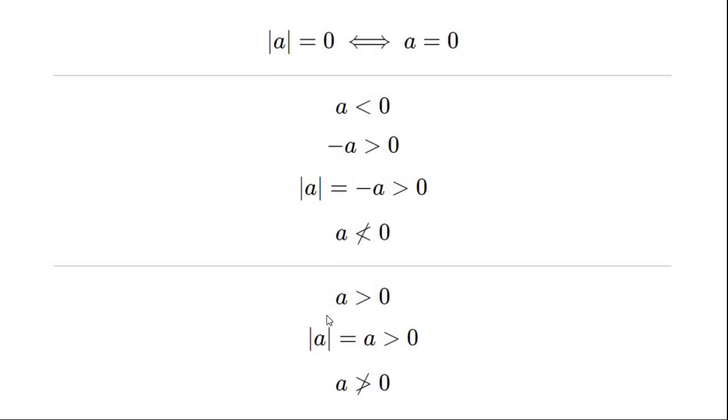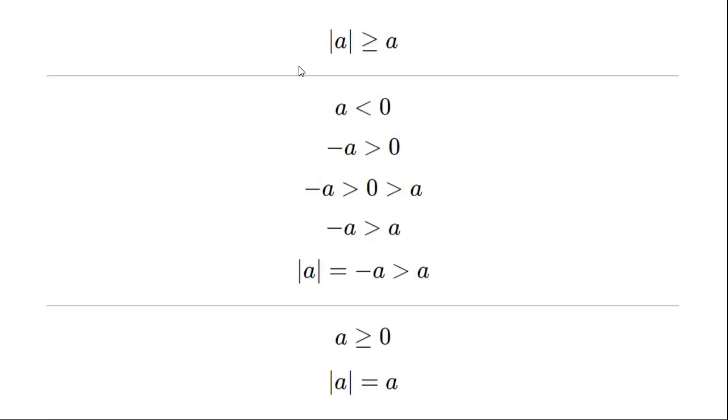And testing the next case, a is greater than 0. That means the absolute value of a is equal to a, which is greater than 0. And so, again, we've run into a contradiction because the absolute value of a needs to be 0. So a cannot be greater than 0. So that leaves only one option, that a is 0. And going in the reverse direction is very easy. It's just by definition, the absolute value of 0 is 0.